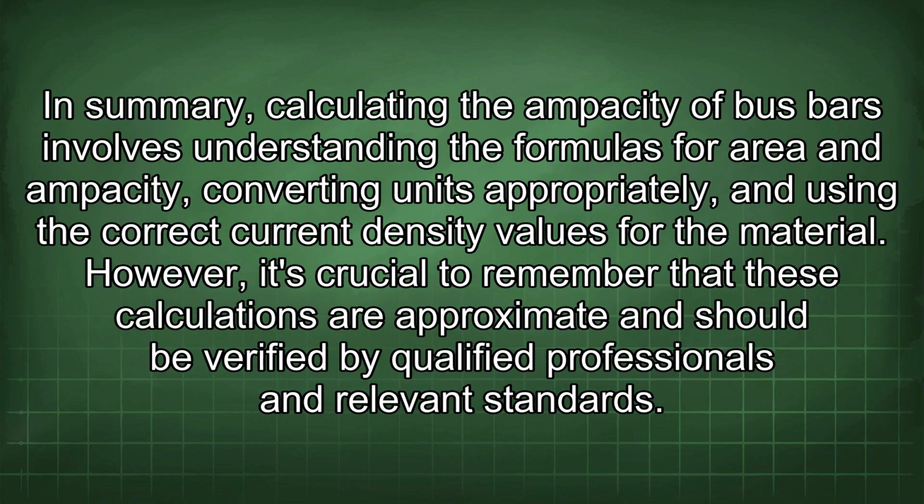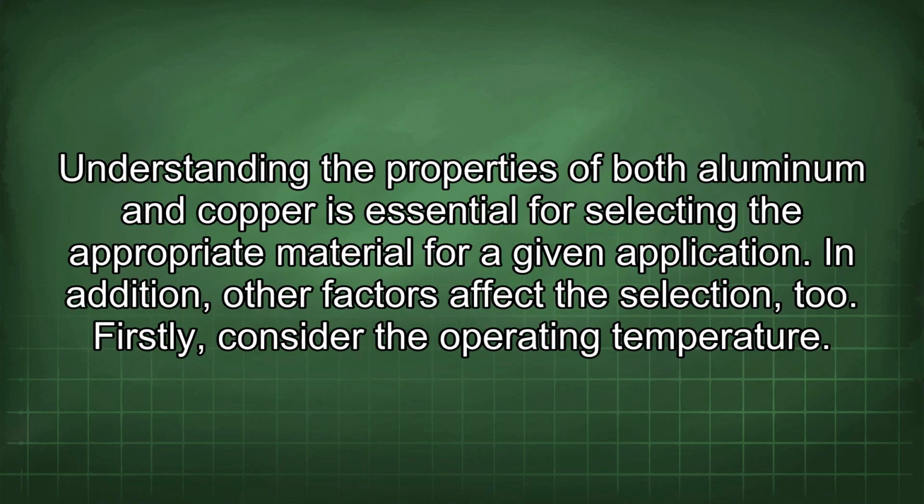environments. In summary, calculating the ampacity of bus bars involves understanding the formulas for area and ampacity, converting units appropriately, and using the correct current density values for the material. However, it's crucial to remember that these calculations are approximate and should be verified by qualified professionals and relevant standards. Understanding the properties of both aluminum and copper is essential for selecting the appropriate material for a given application. In addition, other factors affect the selection too.